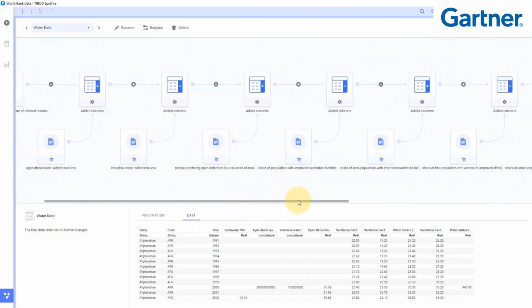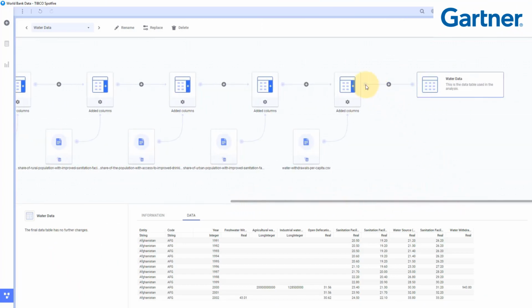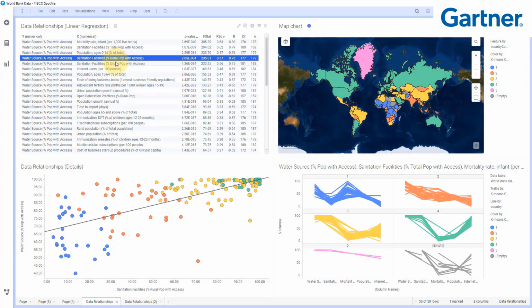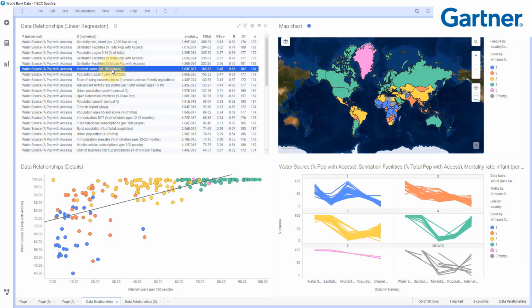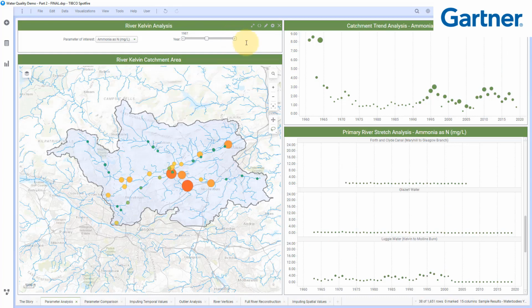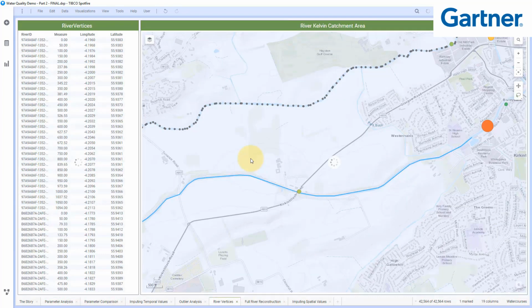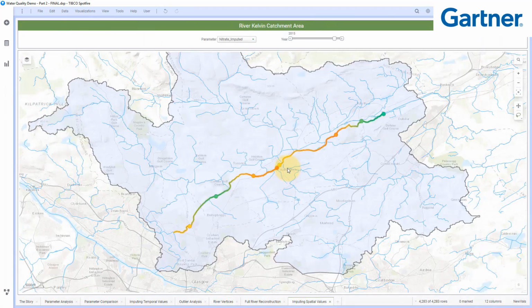Recently at the Gartner Catalyst 2019 conference, we presented on water usage around the globe. We gathered data from multiple public sources. We used the data wrangling in Spotfire. We used k-means clustering and data relationships to understand how different countries use the water and how that affected their populations. We then took some data from Scottish rivers and we imputed missing values for both time and space to enrich the data and be able to project accurately what future pollutants might look like in that river.